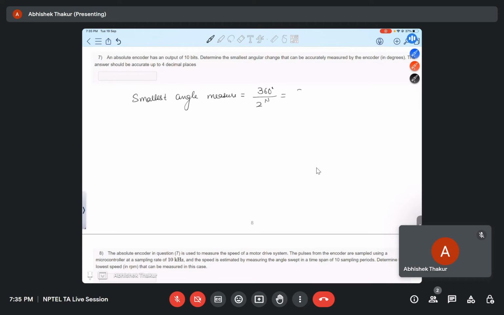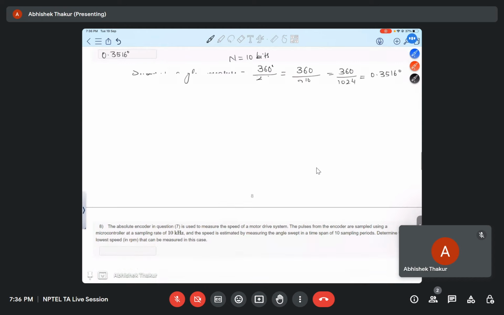In this question, n is 10 bits. It will become 2 to the power of 10, so this will become 360 by 1024. That is equal to 0.3516 degree. So the smallest angle it can measure is 0.3516 degree.